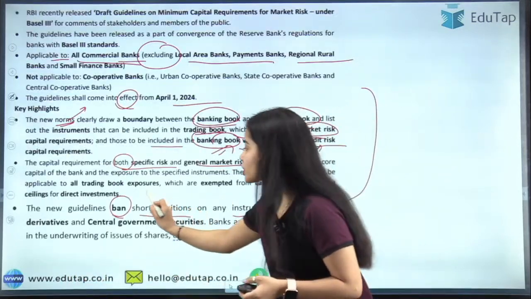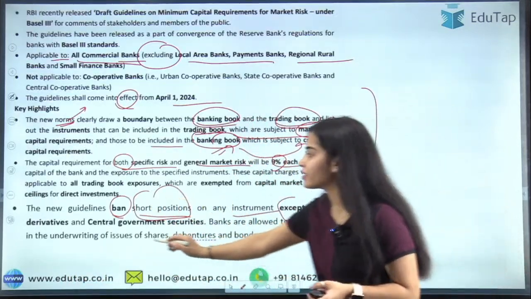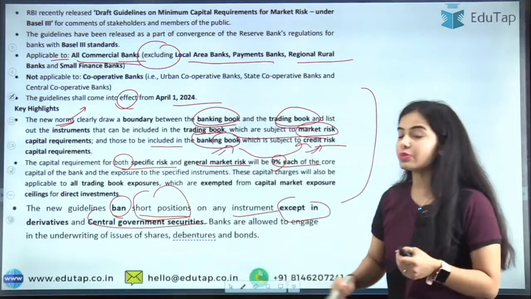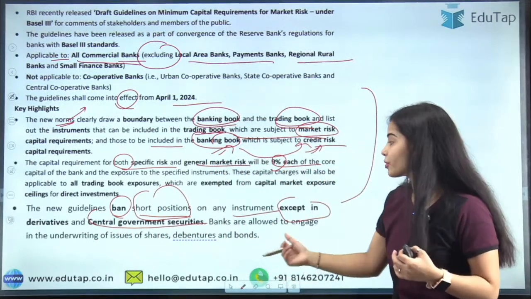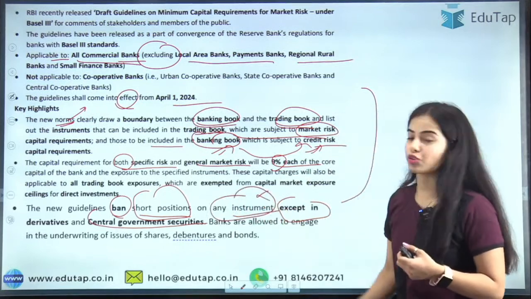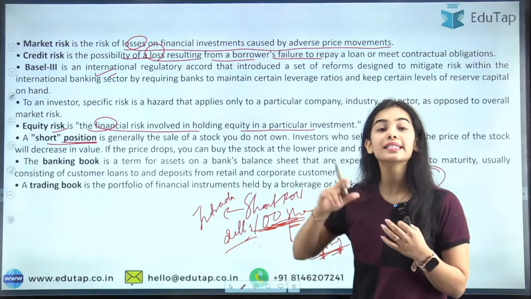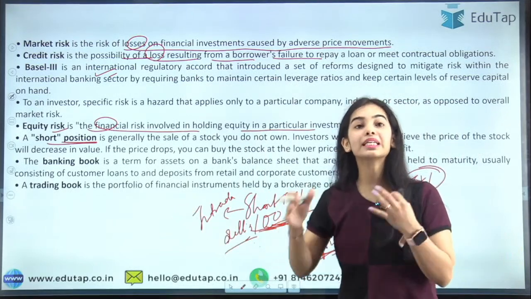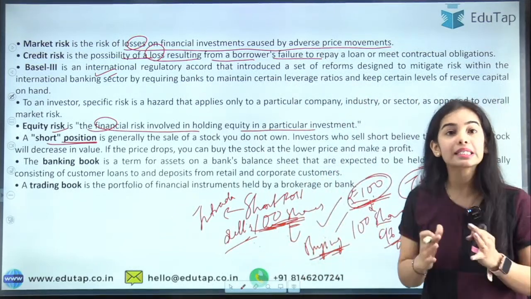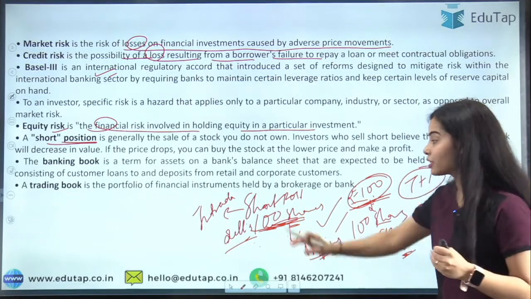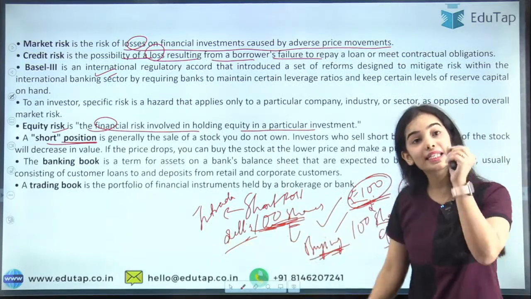Now the short position is allowed only for the derivatives and the central government securities, because only for these it is provided, not on any other instrument. Okay, so the short position usually is done for intraday trading, where the settlement will happen tomorrow, but the trading is done today. The promise is done today. Understand it like this, that the promise has been made and this has to be done.